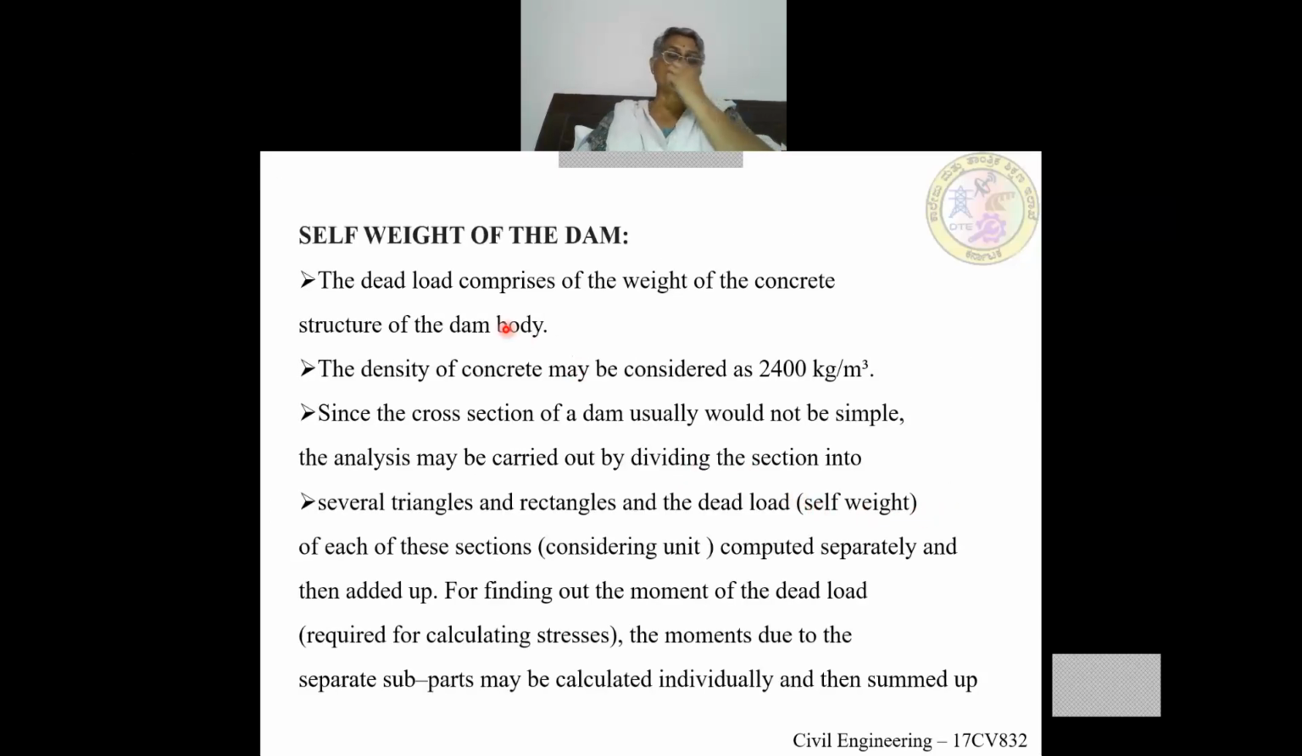And self weight of the dam, which is the most important one, because by this self weight only it will resist all other forces which were discussed earlier. The dead load comprises the weight of the concrete structure of the dam body. You know the density of concrete is 2400 kg per meter cube.